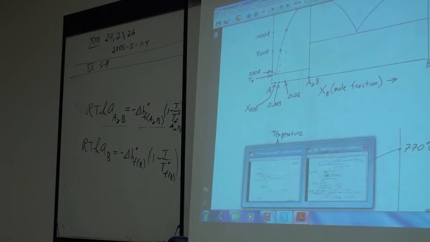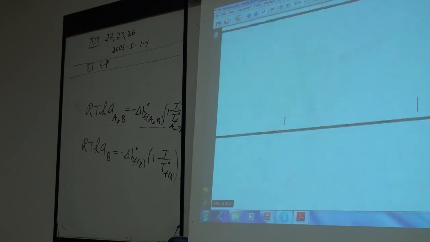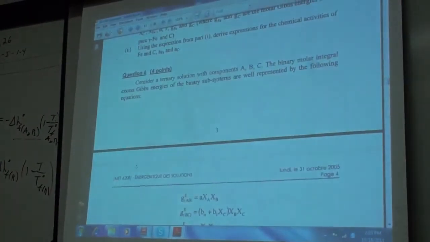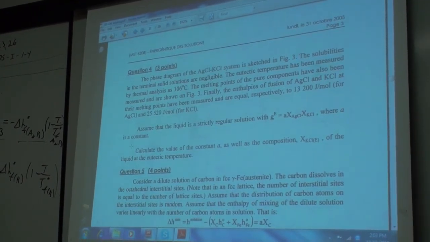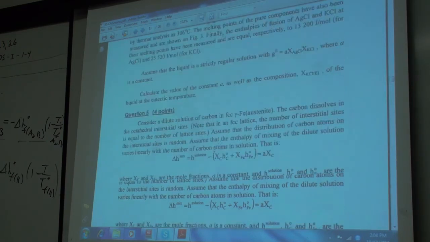Problem 4. Silver chloride potassium chloride diagram. The solubility is a simple eutectic solution. Eutectic temperature is 306. The melting points are given on the diagram. The enthalpies of fusion are given here, 13,200. Assume the liquid is a strictly regular solution. By strictly regular, I mean SXS is 0, so this is all heat. Or A is independent of composition and temperature. Okay, calculate the value of the constant A as well as the composition of the liquid at the eutectic temperature.